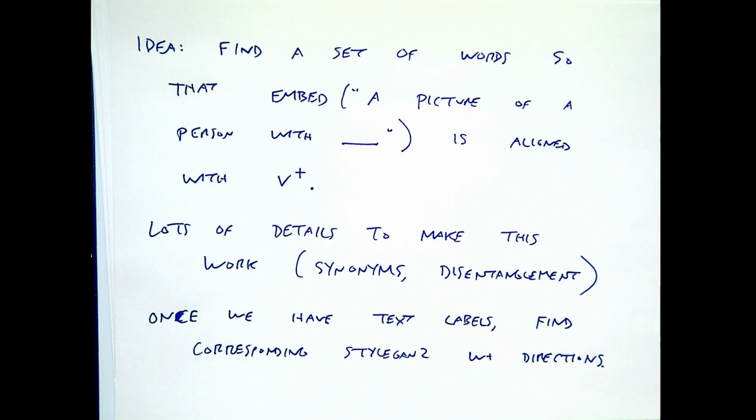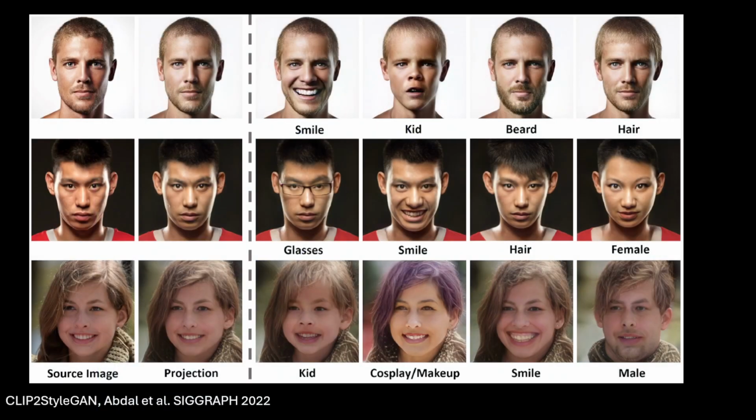And the cool thing about this paper was that it could discover things that you might not have thought about as interesting combinations, right? So for example, here is an example of the kinds of things that were discovered, right? Words that we might know, like smile and kid and beard and hair, right? So this is all stuff that could be done before with the human giving the name of the edit direction, except in this case, all of these labels are discovered automatically by the algorithm, right?